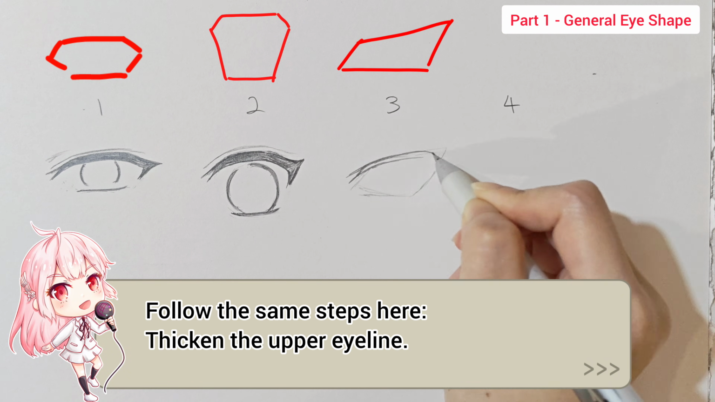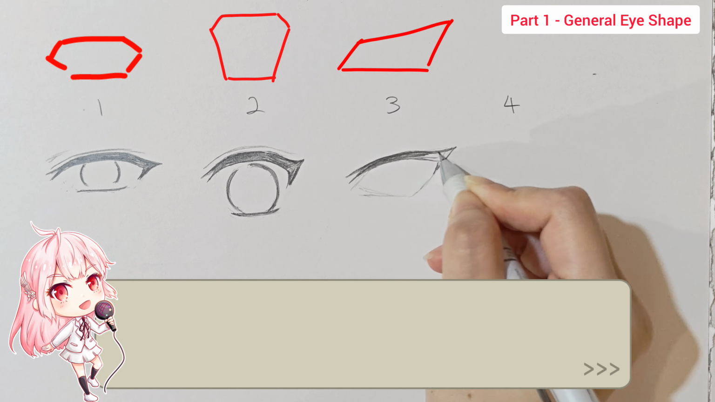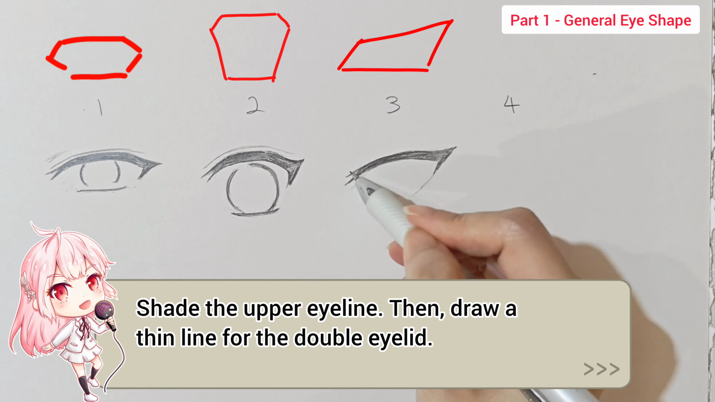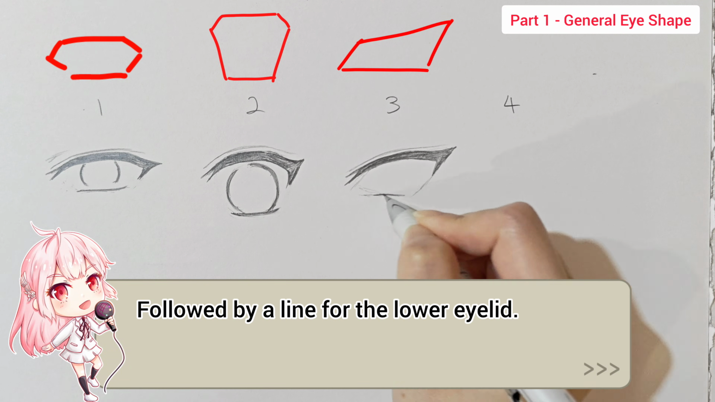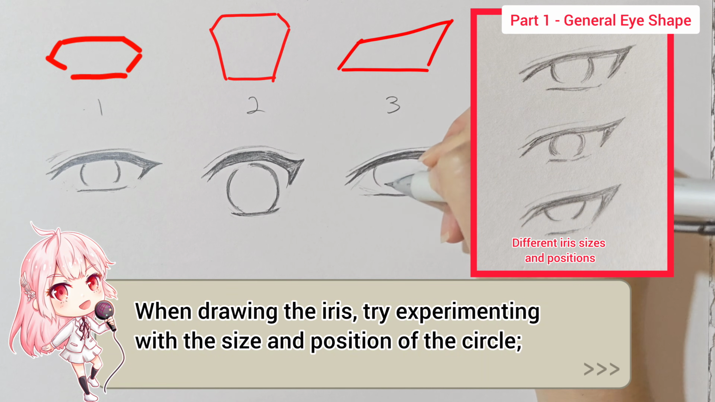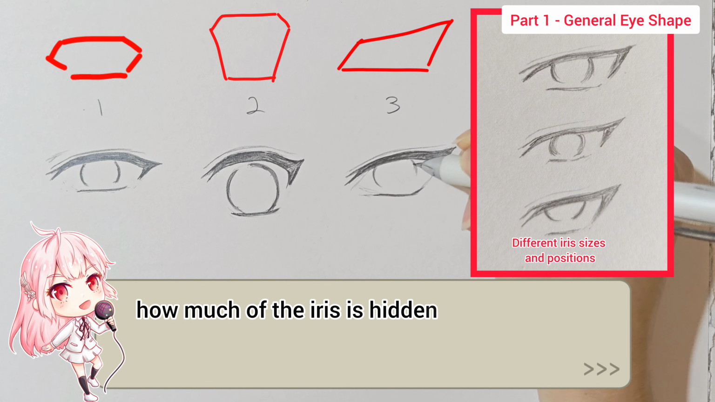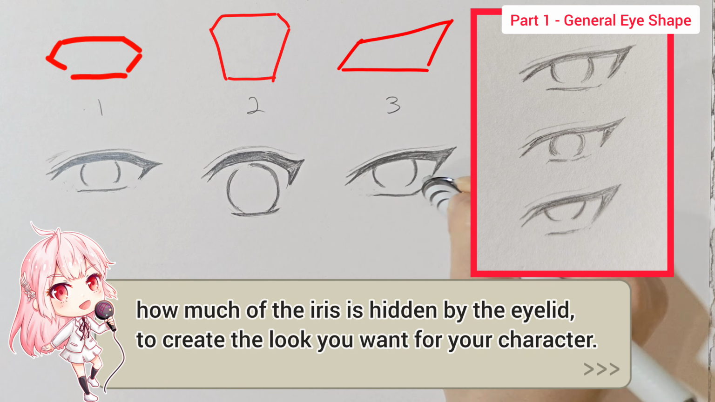You can follow the same steps here. First, thicken the upper eye line. Shade the upper eye line, then draw a thin line for the double eyelid, followed by a line for the lower eyelid. When drawing the iris, try experimenting with the size and position of the circle, and how much of the iris is hidden by the eyelid to create the look you want for your character.